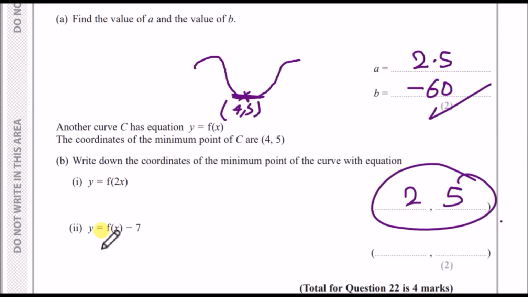Now for the second part, it says y equals f(x) minus 7. So notice how this minus 7 is outside the function. This means that this is a shift in the y-axis. Now if it said plus 7, this means you add 7 to your y coordinate. But because it's minus 7, means you got to subtract 7 from 5. So 5 take away 7 is minus 2. And of course, 4 stays the same. And that's it, guys. This is literally your corners done.